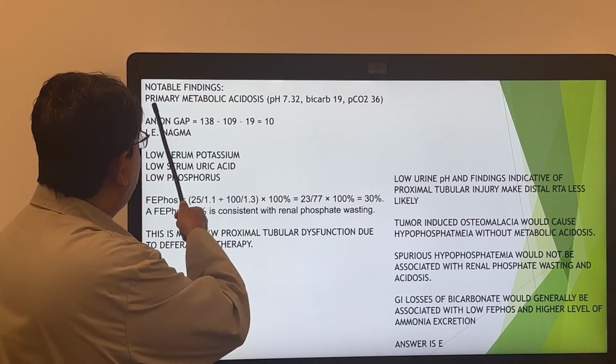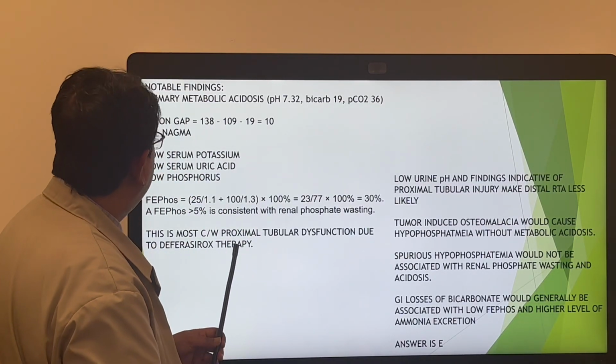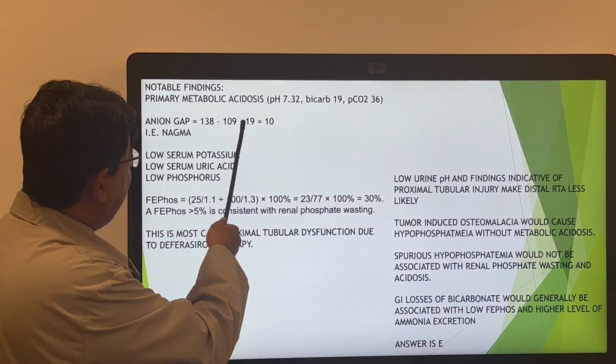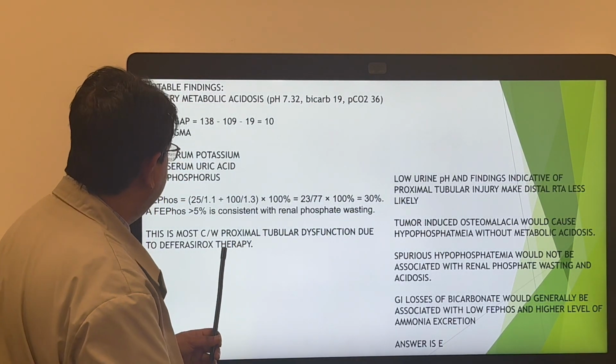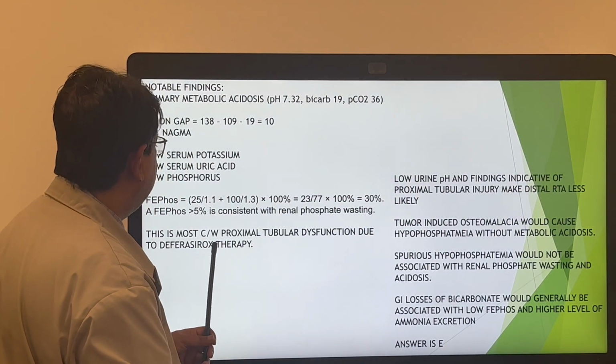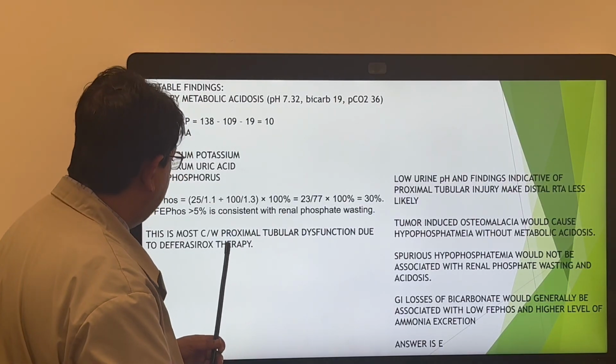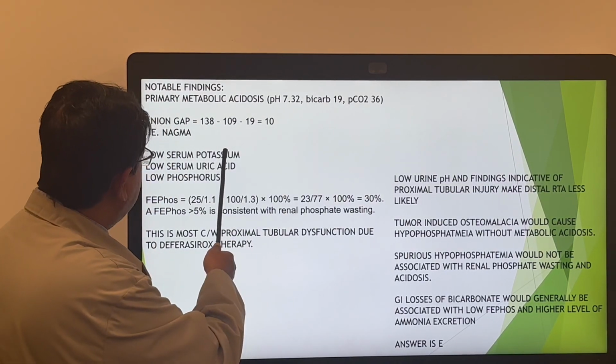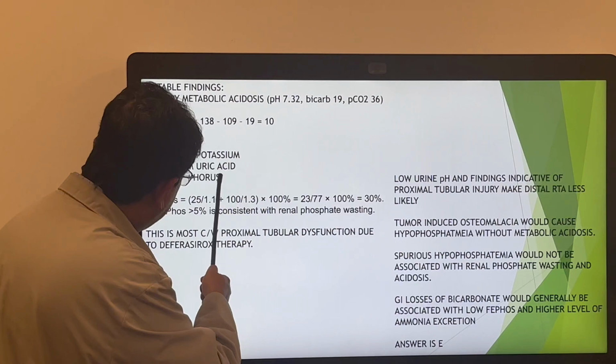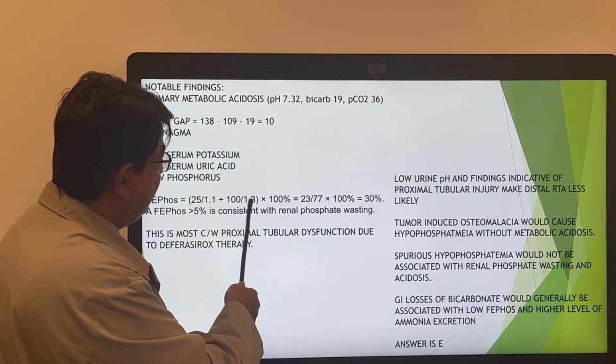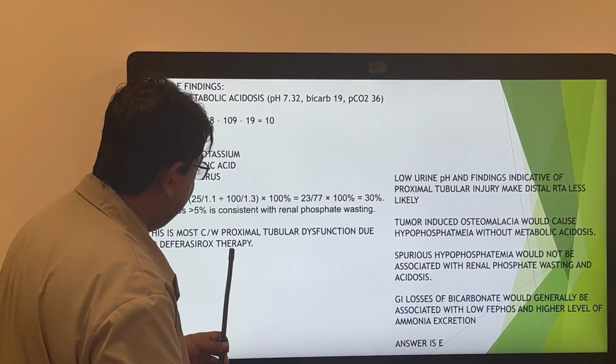So here you have a primary metabolic acidosis, and the anion gap is 10, so you should always check what the anion gap is. So this is a non-anion gap metabolic acidosis. You have a low serum potassium, low serum uric acid, and a low phosphorus, and the fractional excretion of potassium is high at 30%.